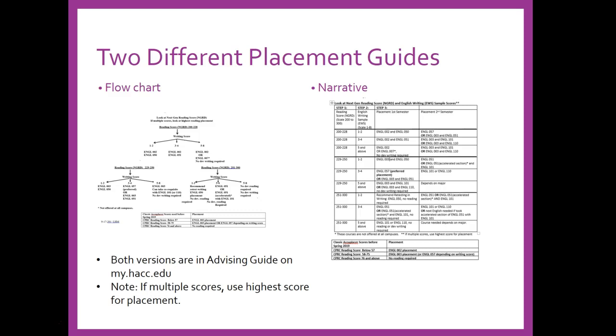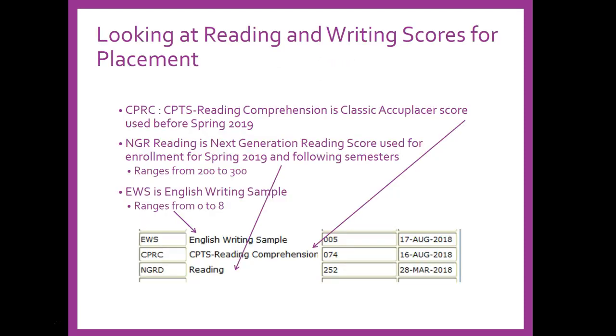For spring 2019, there will be 2 different placement guides on the advising guide. Both have the exact same information. The one on the left is in more of a flowchart form, and the one on the right, a narrative. Please note that if a student has multiple scores in their reading placement, you use the highest score for placement. Banner does not recognize which score is the latest, it just recognizes which score is the highest.